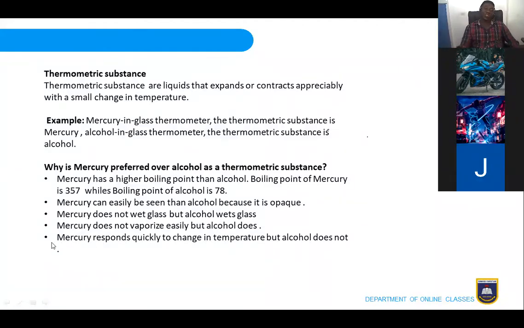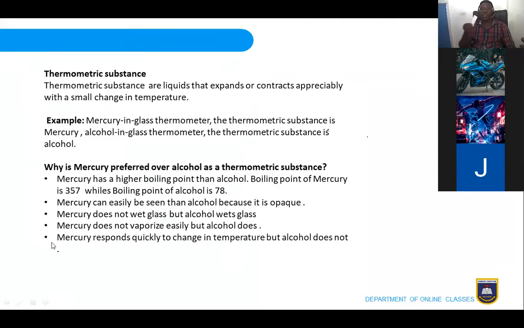Then the last one over there is mercury responds quickly to a change in temperature. Mercury responds quickly to a change in temperature. Let's say you've determined the temperature of a cold body, then all of a sudden you want to determine the temperature of another body at a go. You can see that mercury responds quickly to that change. If you are using alcohol, I told you alcohol wets glass. So before all the alcohol will be drawn back and you use it to determine the temperature of another body, it takes a very long period of time for you to do that.